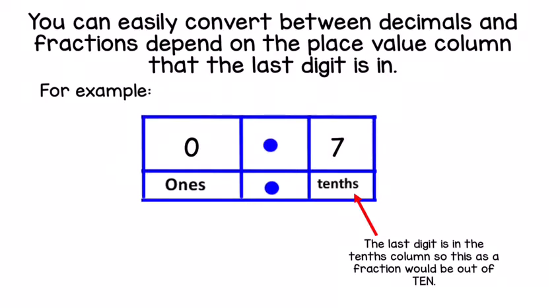So for example, if you had 0.7, the last digit is in the tenths column. The 7, which is the last digit, is in the tenths column. This means that the fraction would be out of tenths. So let's give some a go.